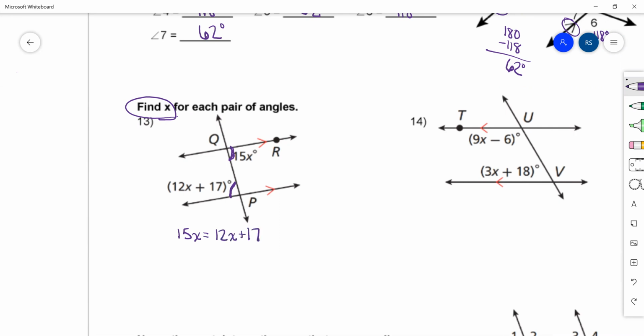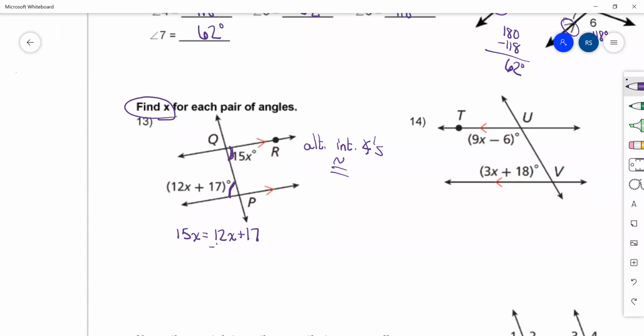Now, just to get more practice, what relationship do they have? They're alternate interior angles. So of course they have to be equal because they're congruent.